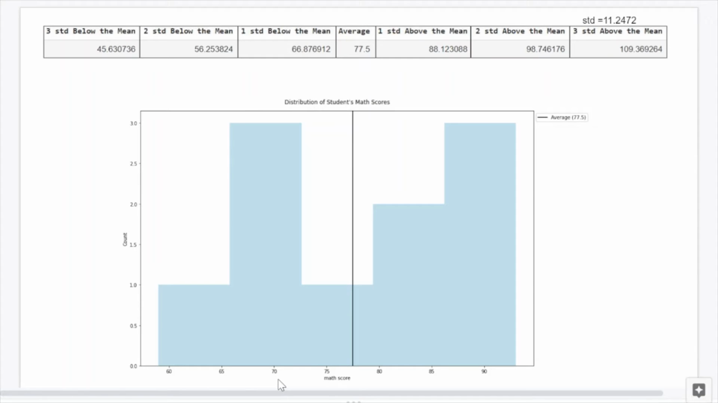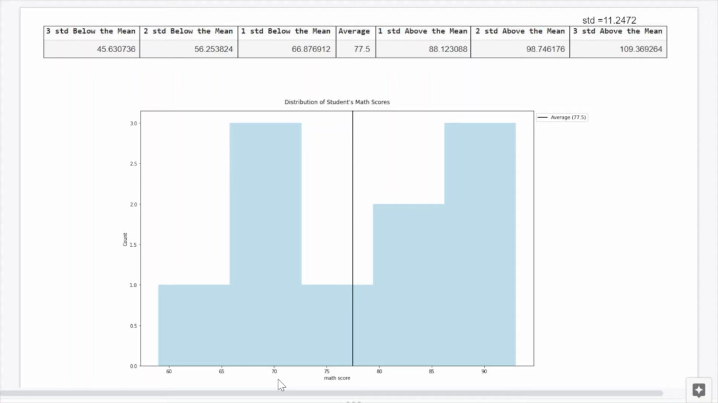So here you have a table right at the top. We have our average, and then we have one standard deviation above the mean, two standard deviations above the mean, three standard deviations above the mean, and then we have the opposite. And so I'm going to show you what this looks like visually, if you are a visual learner like me. So again, this is what we had before. We have our average plotted already in our distribution graph. Remember that our standard deviation is 11.2472.